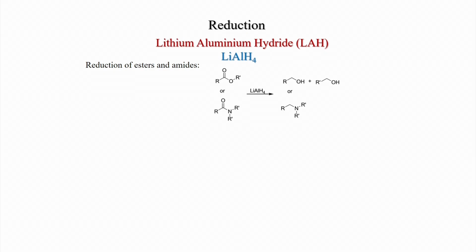Generally esters on reduction clip this and generate 2 alcohols. This is one alcohol, this is another alcohol. Amides, this carbonyl gets converted to CH2, so you get an amine. Here 2 alcohols are generated.